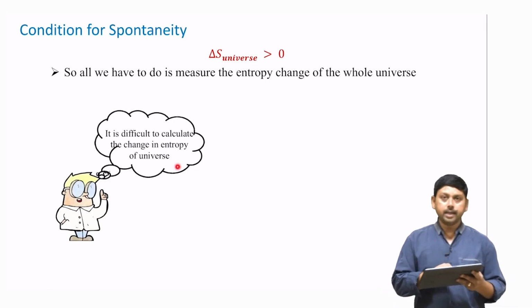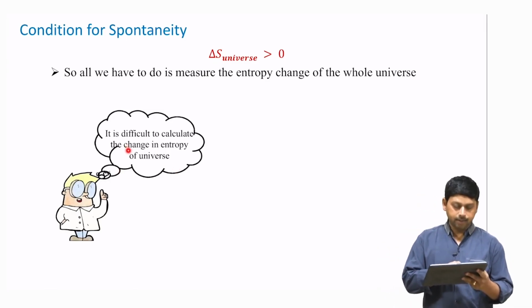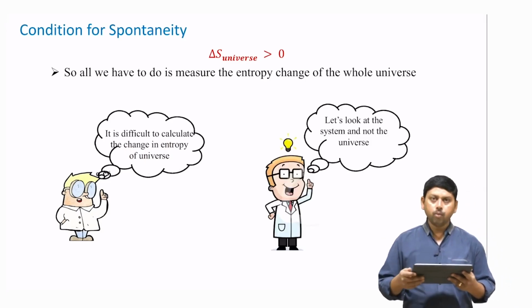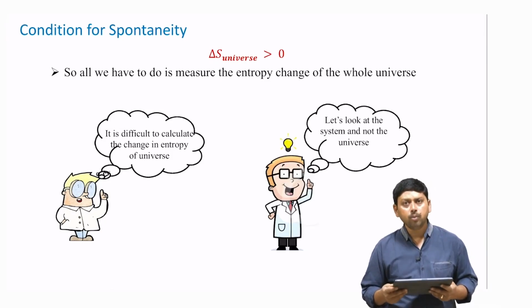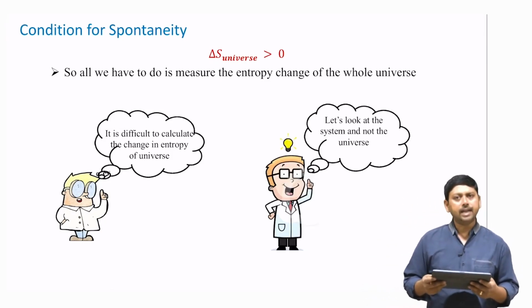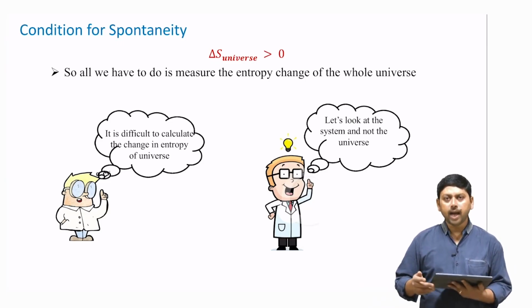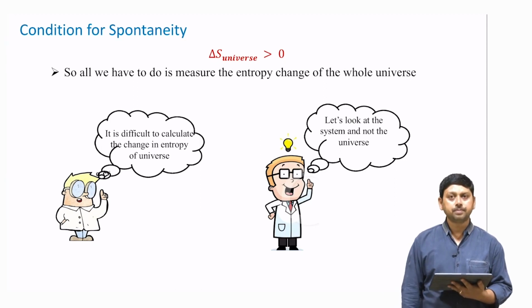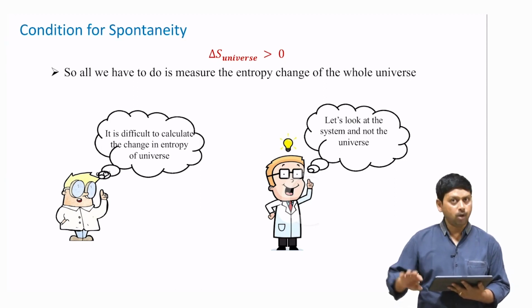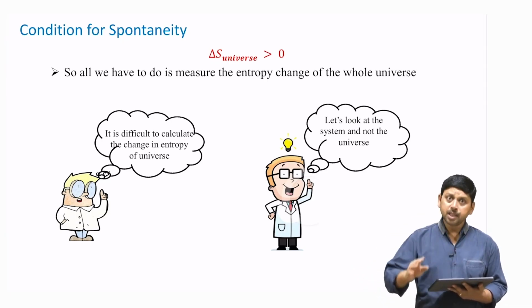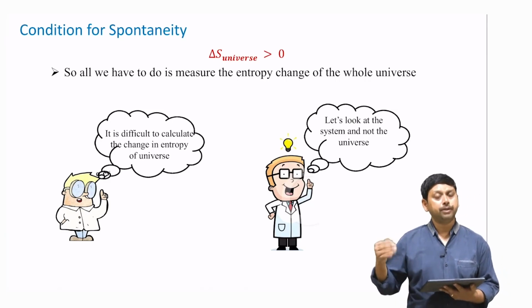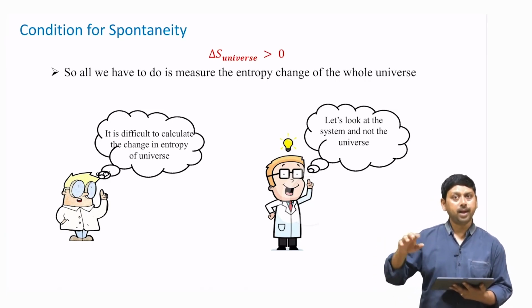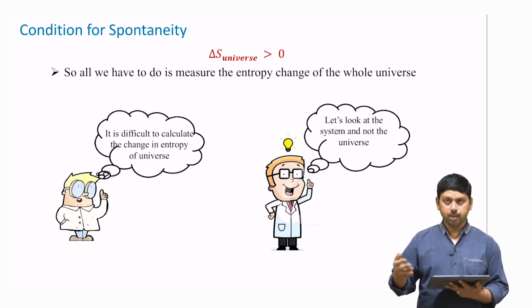Now, it is really difficult to calculate the change in entropy of the universe, is it not? But we can always do one thing: we can look only at the system and not at the surroundings at all, and if you do that, there is still a way to understand whether the process will be spontaneous or not. We have discussed before that the system's entropy may be lower, but if the surroundings' entropy compensates, then together it will be positive, and therefore the process will be spontaneous.